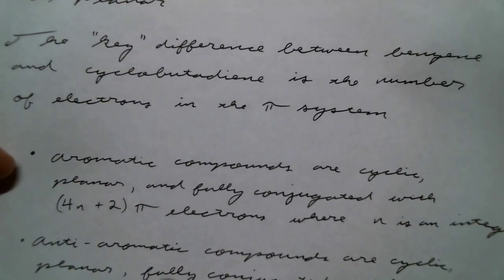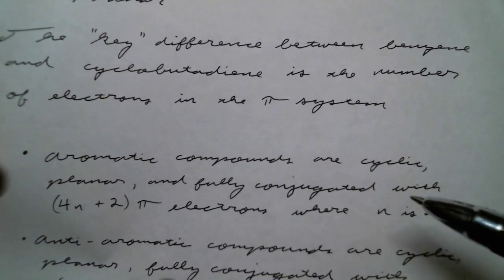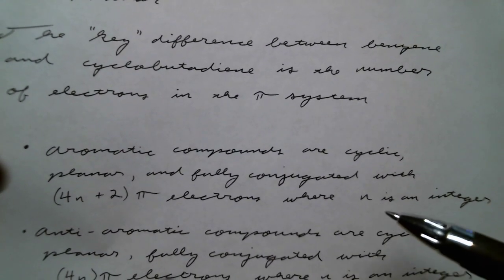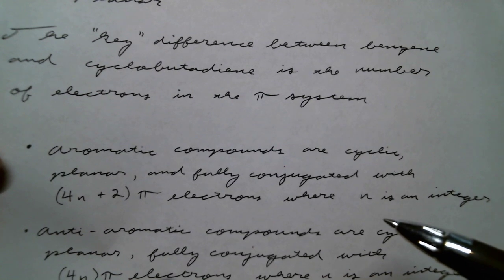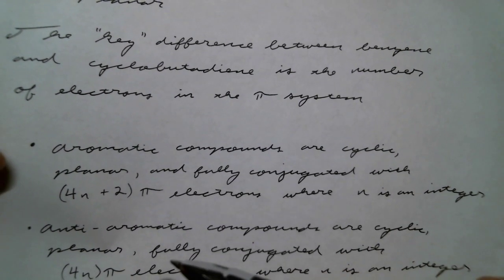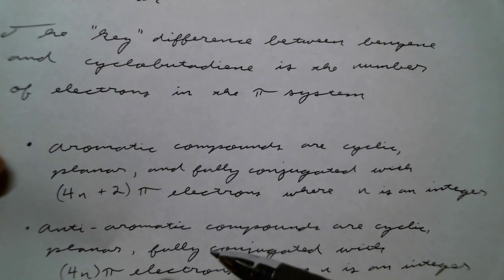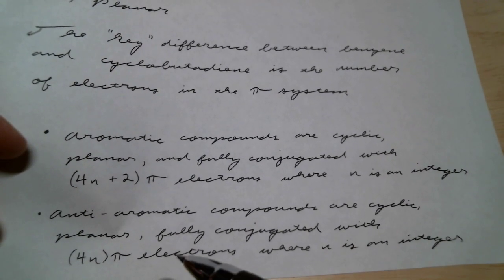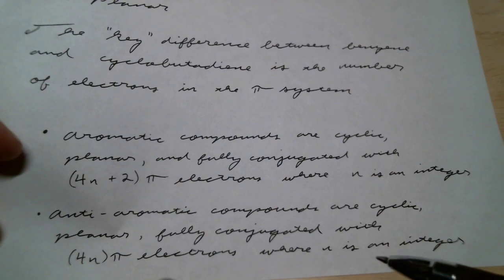So aromatic compounds are cyclic, planar, and fully conjugated with 4n plus 2 pi electrons, where n is an integer, can be 0, 1, 2, 3, etc. Anti-aromatic compounds, on the other hand, are cyclic, planar, fully conjugated with 4n pi electrons, where n is an integer.